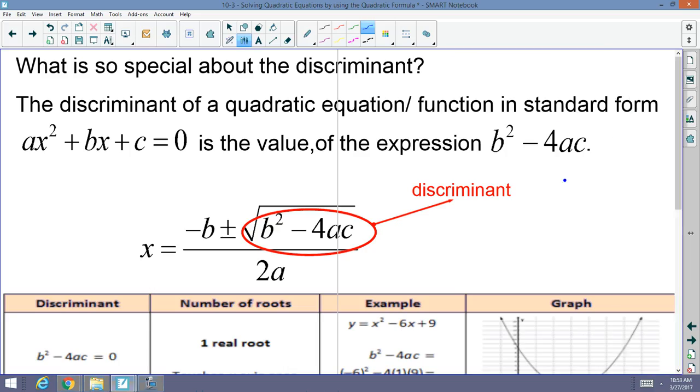All right. Now, the discriminant. What is so special about the discriminant? Well, the discriminant is really important. The discriminant of a quadratic function lets you know how many and of what type of solutions you're going to have. And the discriminant is the actual b squared minus 4ac. You don't have to use a square root. You don't have to use the whole rest of the formula. All it is is b squared minus 4ac.